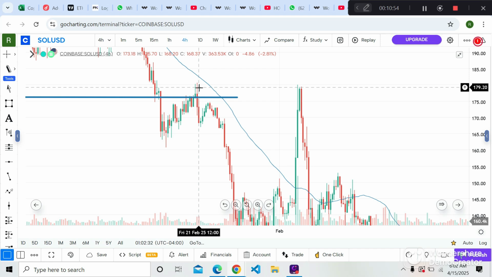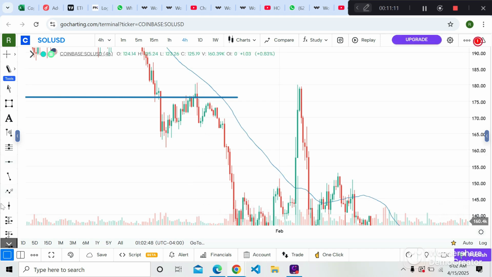This is what we want to be doing. This is where we want to be. You understand? This is how we want to snipe in. This is how we want to take advantage of the market. You understand? So now get your entry here.